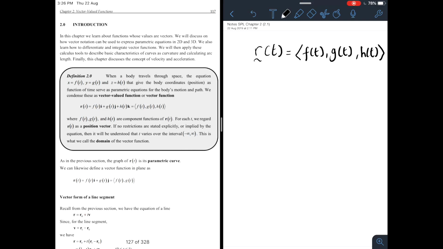As you can see from the module, the author mentioned that for each t, we regard r(t) as a position vector. If no restriction is stated explicitly or implied by the equation, then it will be understood that t varies over the interval from negative infinity to infinity. This is what we call the domain of the vector function.